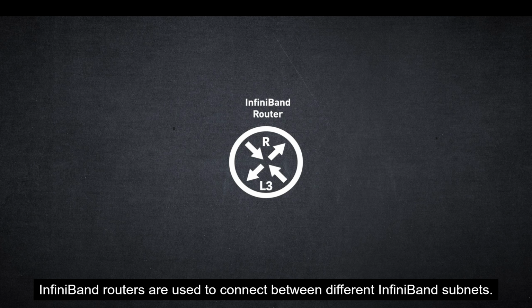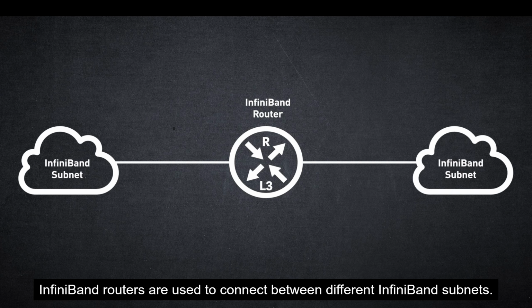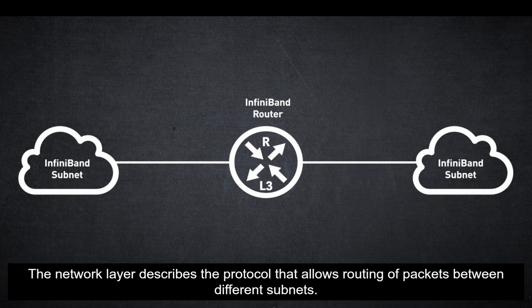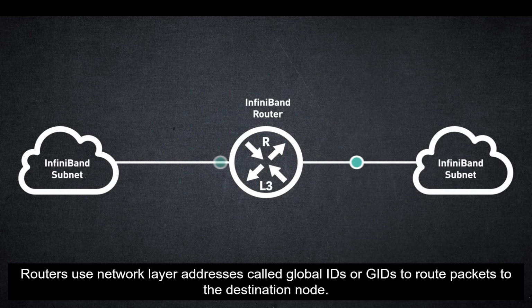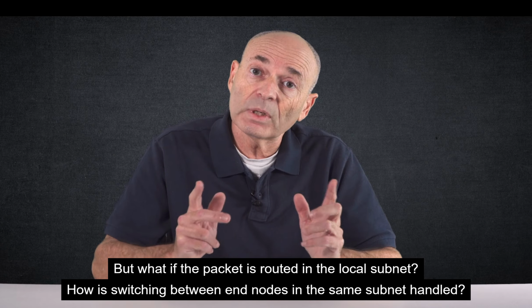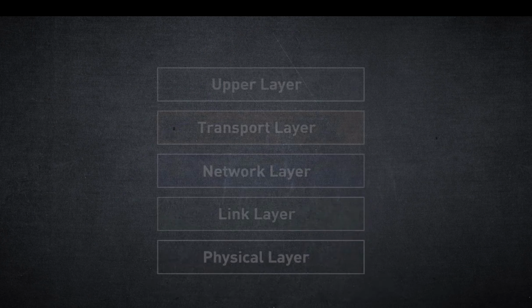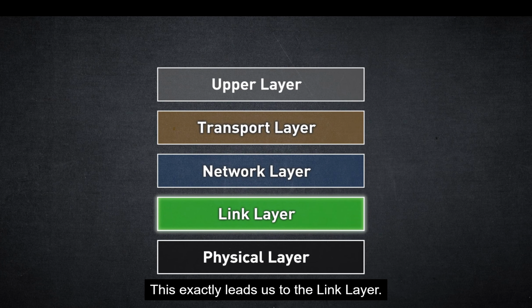InfiniBand routers are used to connect between different InfiniBand subnets. This allows network scaling, traffic isolation, and usage of common resources by multiple subnets. The network layer describes the protocol that allows routing of packets between different subnets. Routers use network layer addresses called global IDs or GIDs to route packets to the destination node. But what if the packet is routed in the local subnet? How is switching between end nodes in the same subnet handled? This exactly leads us to the link layer.